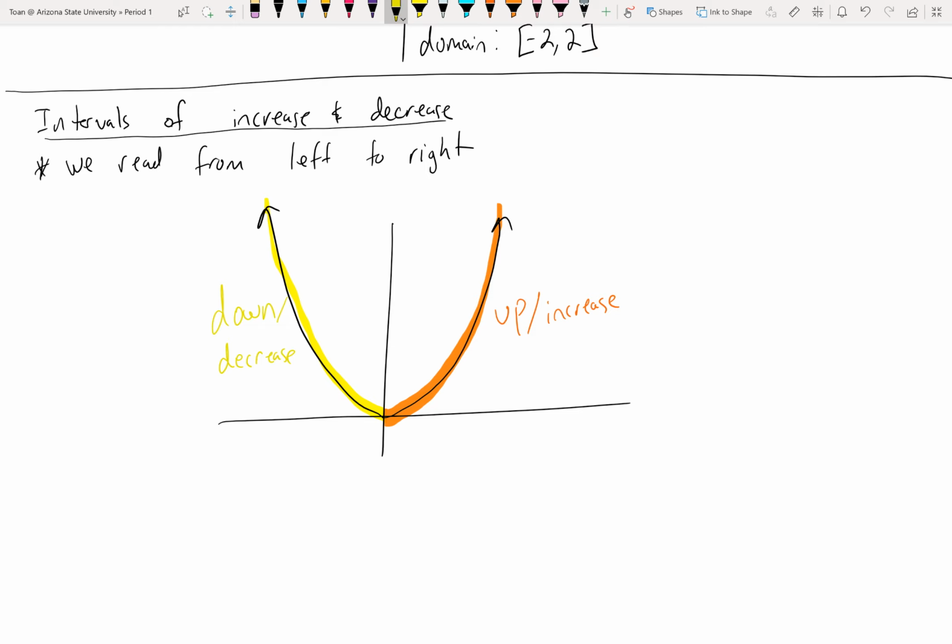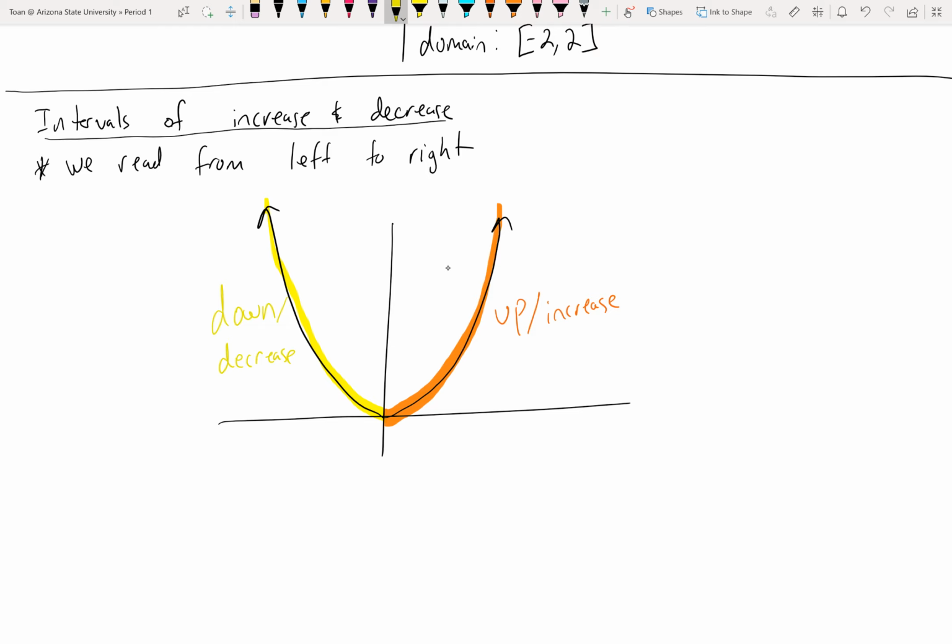Now, how do I actually write it? I mean, okay, visually, I can see this part goes down, this part goes up. What is my actual answer? When you're writing intervals of increase or decrease, you're looking for the x values. So your answer should be the x value. So let's take a look at the yellow. How far did I shade to the left?